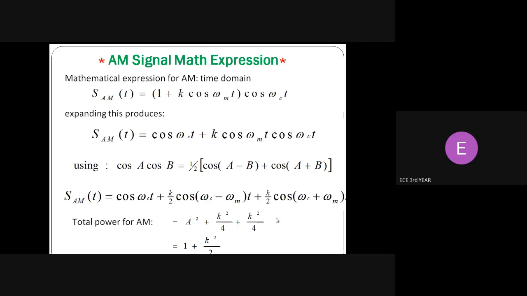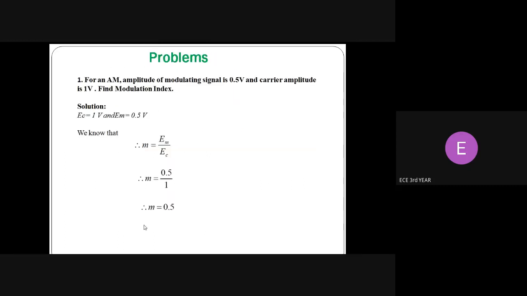So the total power, if you transmit an AM signal, and here we want to calculate the power of this signal. To analyze the signal, we need power. So A square plus k square by 4 plus k square by 4. Therefore, 1 plus k square by 2. So this is the total power consumed by the AM signal, where k is the constant.